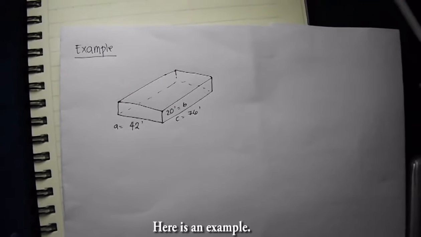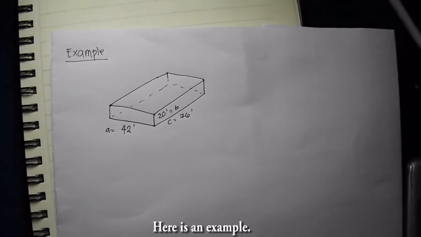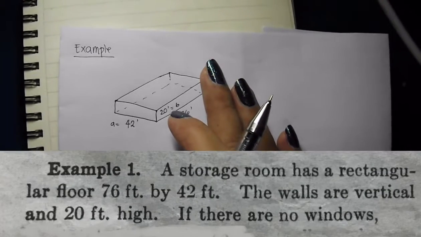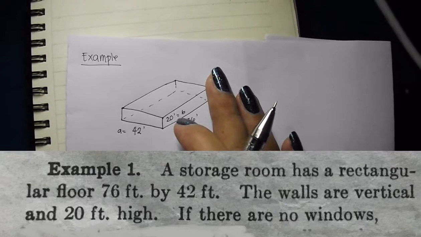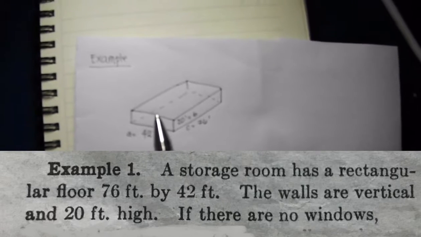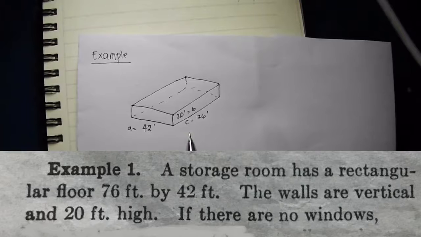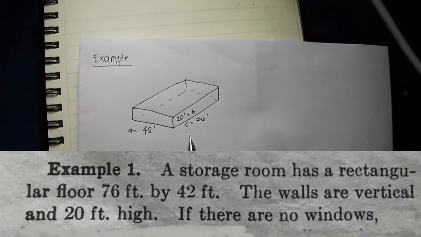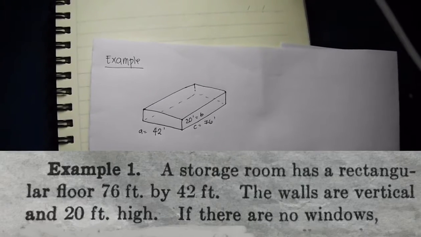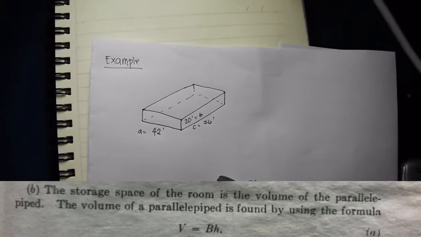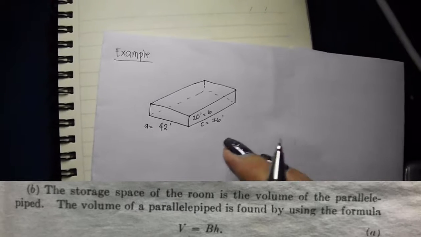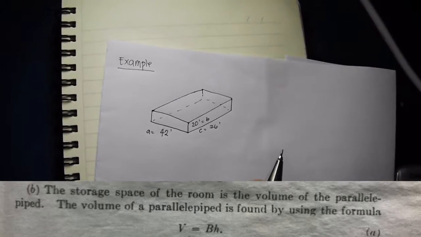Now that we know the formula of volume in a rectangular parallelepiped, here is an example. If a storage room has a rectangular floor 76 feet by 42 feet, the walls are vertical and 20 feet high. If there is no window, find the storage space of the room. The storage space of the room is the volume of the parallelepiped.